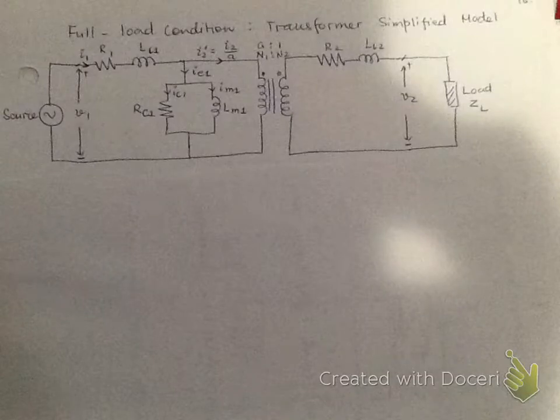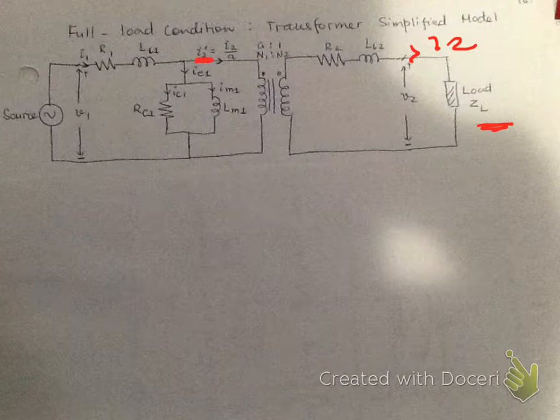Okay, so this lecture is about transformer equivalent circuits in simplified form for full load condition. Now for full load condition, here is the load side, I2, which is the current flowing in this branch. So I2, which is the load current, is very large. If I2 is very large, then this I2 prime in here is going to be very large as well.